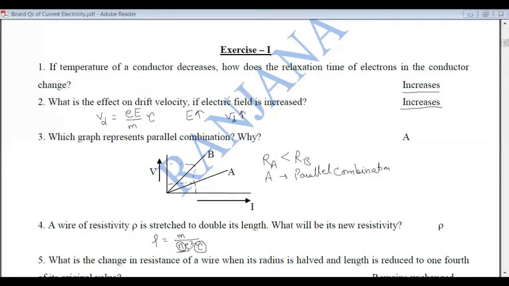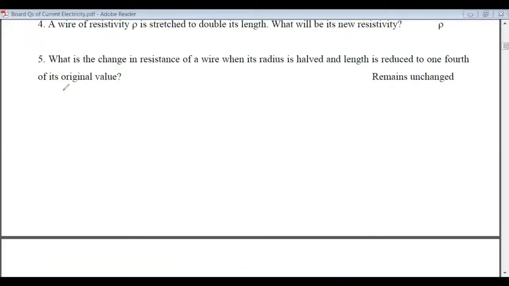Resistivity depends only on the nature of the material and on the relaxation time, and relaxation time depends upon the temperature. So resistivity does not depend upon the length and area of cross-section, hence the resistivity will remain the same. Question number 5 is, what is the change in resistance of a wire when its radius is halved and the length is reduced to 1/4 of its original value?